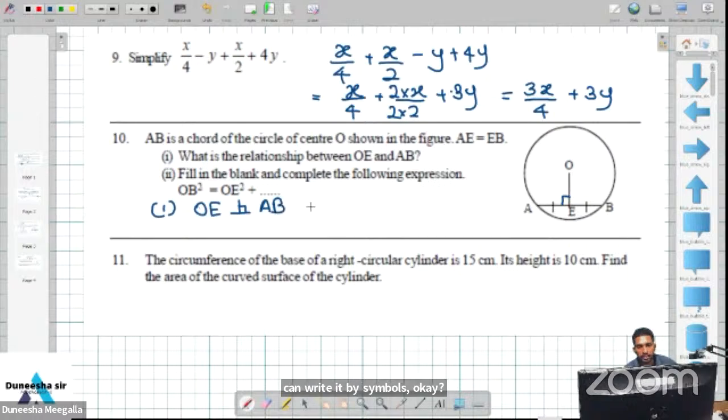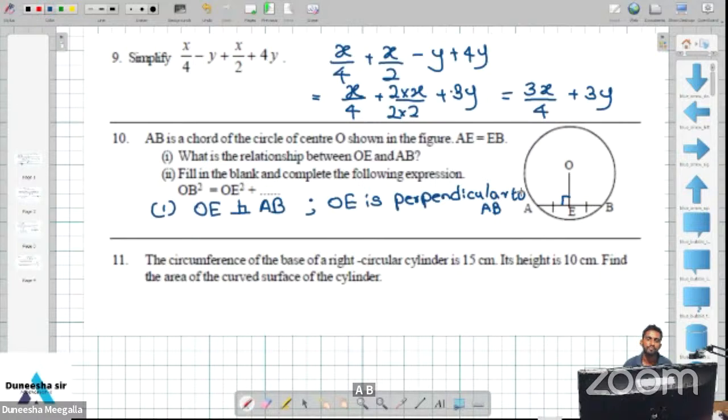Another way, OE is perpendicular to AB. You can write both ways. Second, what is the second one?